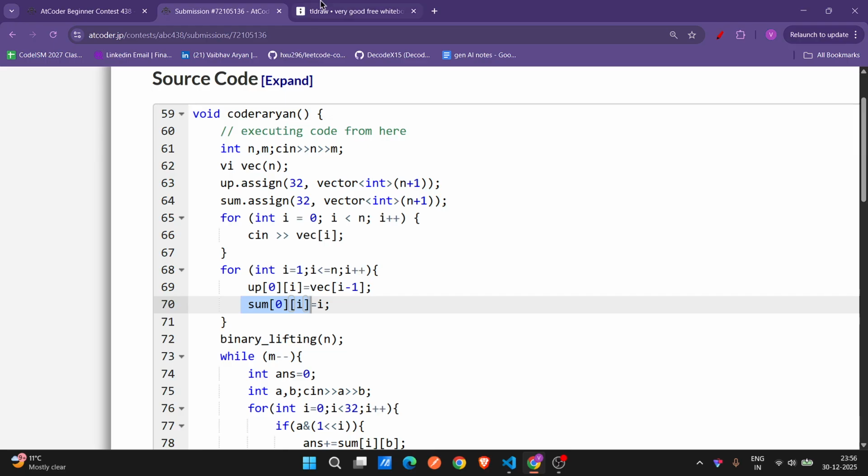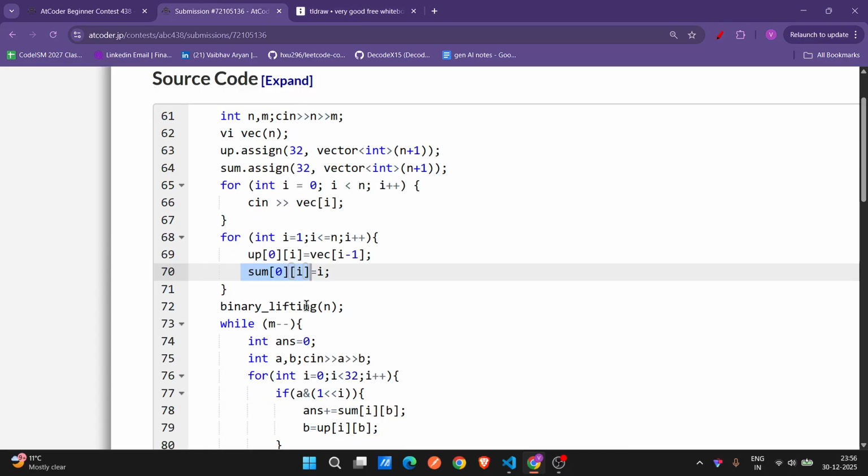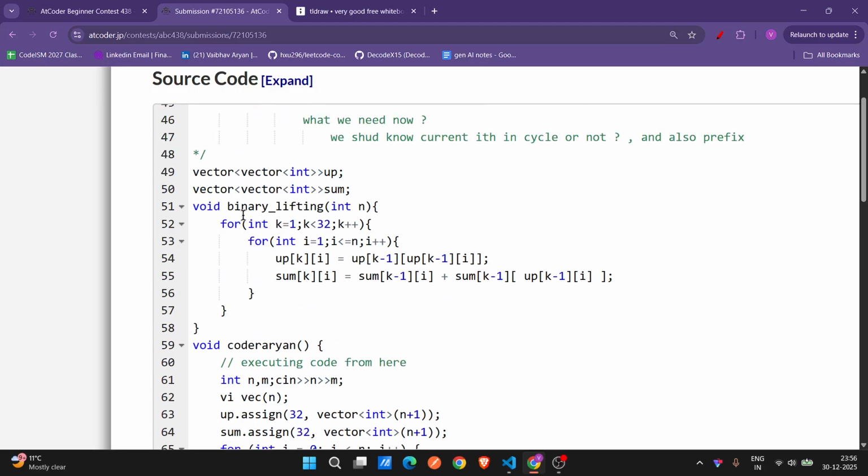And what about the sum? After doing the first operation you will get 2 in the bucket, right? Suppose for the fourth node, when you're doing the first operation you will simply get 4, for the fifth you will get 5, because you're doing the first operation, and for each i you will simply get i. Then this is the base case, and then binary lifting: go for each 2 to the power k jumps, and for each jump just fill the values for each node. So that is the standard binary lifting transition up of k of i.